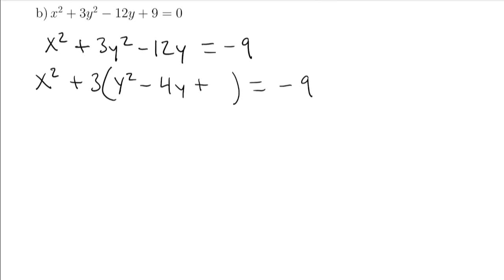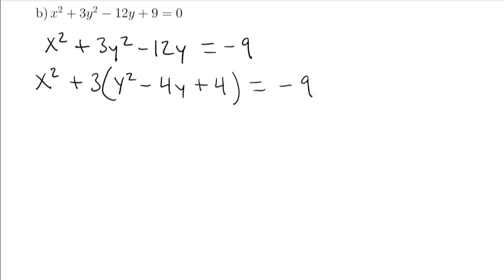This is the process. Remember, take half of the coefficient of the y variable. Half of -4 is -2. I square that, so that's 4. And that's what I add inside here. That's going to make this a perfect square trinomial.